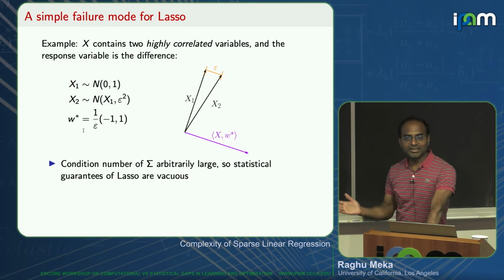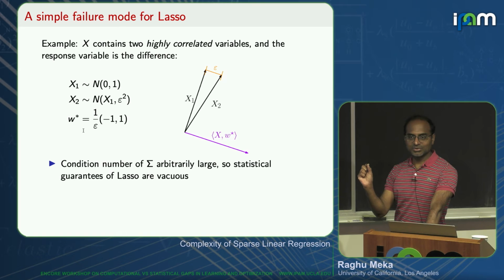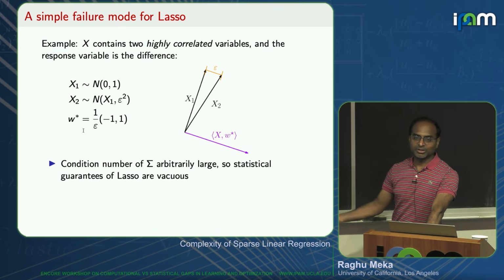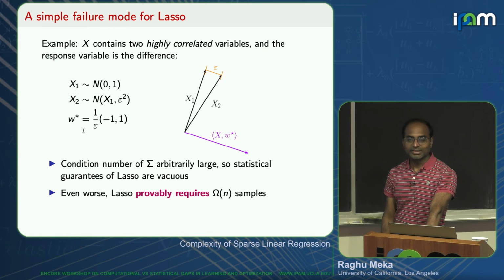So here the condition number is really bad. There are two things which are really identical. So the statistical guarantees, everything goes out the window. They become vacuous. They depend on epsilon. So nothing to do. In fact, Lasso probably requires omega of n samples here.